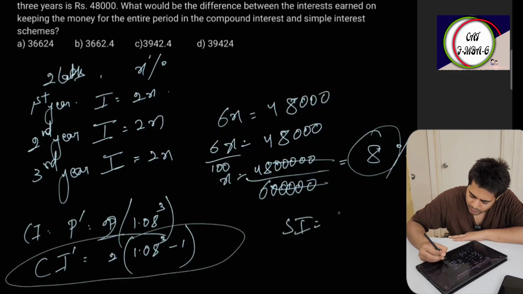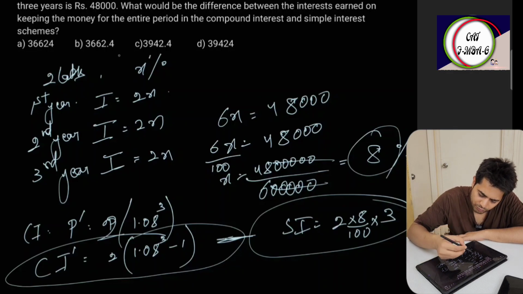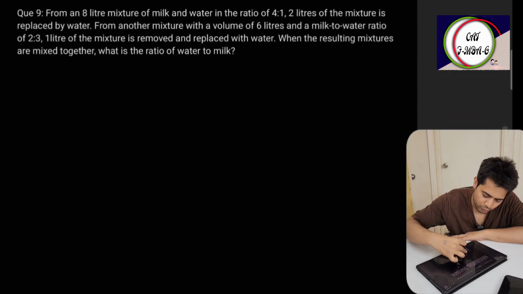Simple interest will be I is equal to P into R into T, 3. This is simple interest. Do the subtraction, you can find out the answer. It will come around to be 3942.4. This is also easy, so I am leaving it up to you. Let's move to the next question.